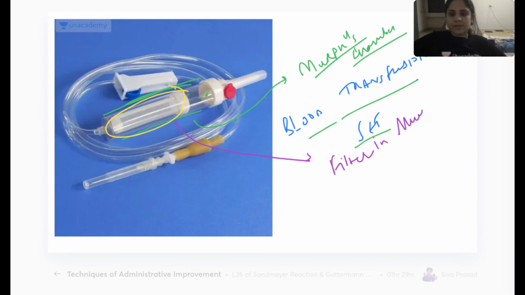Guys, are you able to understand? Yeah, I thought it got stuck over there. That's why I got scared.